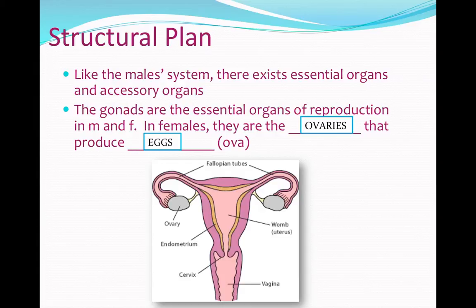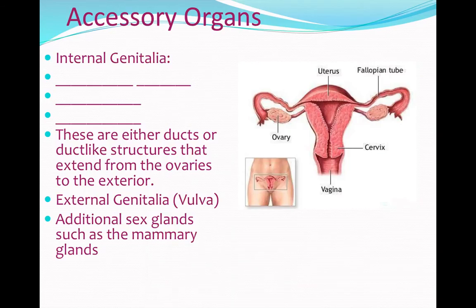In the female, the gonads are the ovaries, the essential organs of reproduction. Those ovaries will produce sex cells as well. They will produce eggs, or we refer to them as ova. The accessory organs for a female are not only internal genitalia, but external genitalia.